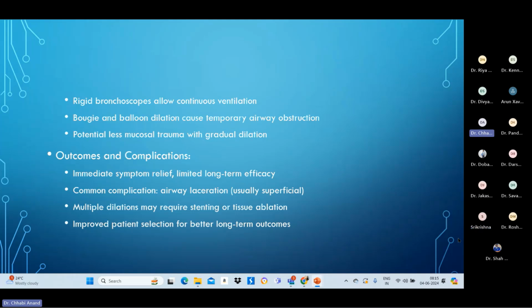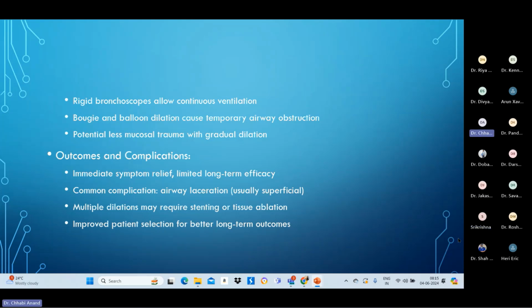Rigid bronchoscopes allow continuous ventilation also, so it can be done easily with that. Bougie and balloon dilation cause temporary airway obstruction. Potential mucosal trauma with gradual dilation can happen.